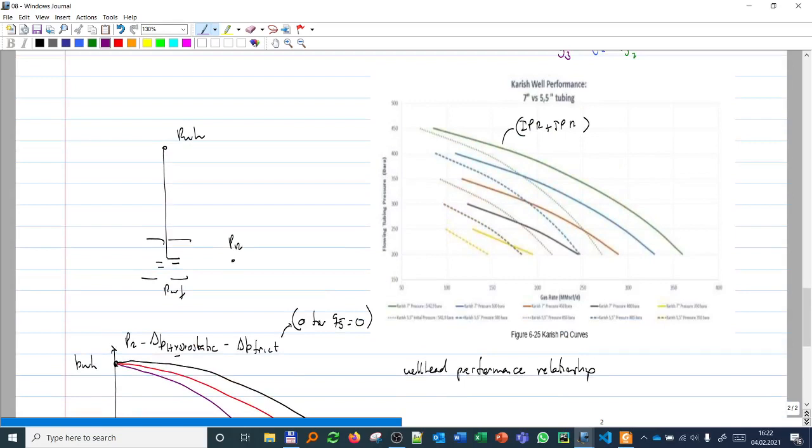You have the two green curves, therefore the same reservoir pressure, Karish well, 7 inch and 5.5 inch. The dotted line is a smaller tubing than the continuous line. Both should meet at the same point, I don't know why they didn't put it here, because the hydrostatic pressure is not affected by diameter. This one is for 7 inch and this one is for 5.5 inch. All the other curves are for other reservoir pressures. Here you have 500, for example: this one is for a reservoir pressure of 500 with a tubing of 5 inch, and this other is for the same reservoir pressure of 500, but a tubing size of 5.5 inch.